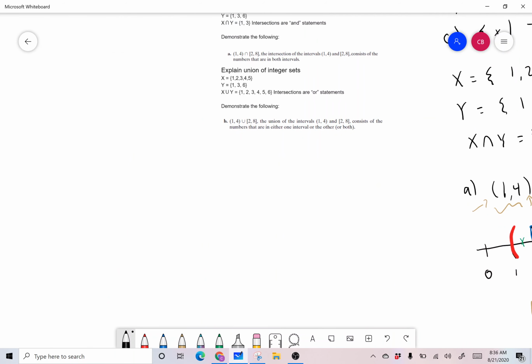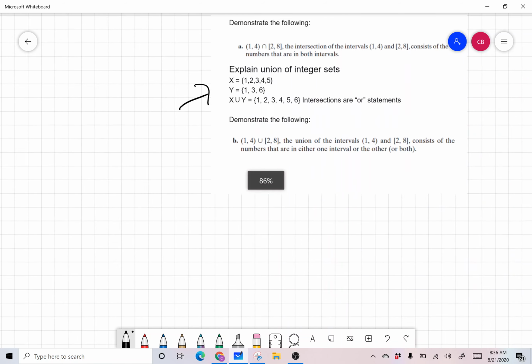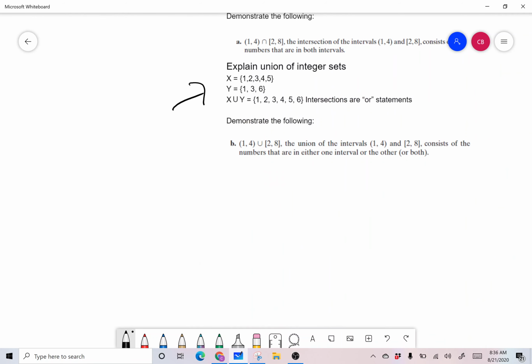So now we're going to talk about unions. And so if we look at this, notice that we have 1, 2, 3, 4, 5, 1, 3, and 6 again. So if we want union, we want anything that's in either set. So notice that 1, 2, 3, 4, and 5 are in X, and then the only thing to be added is 6, because 6 is the only thing different in Y. And so the union of the two is 1, 2, 3, 4, 5, 6.